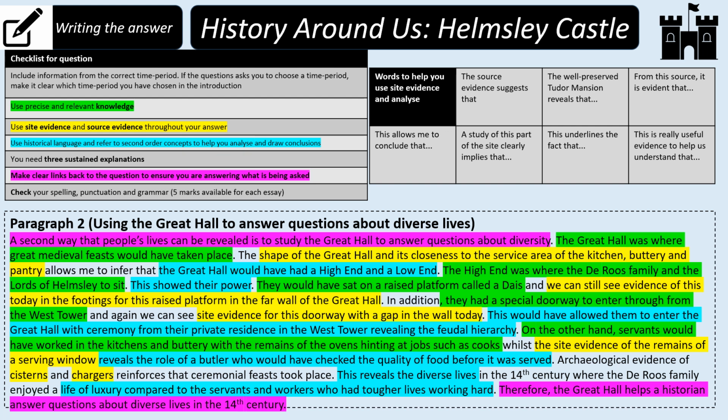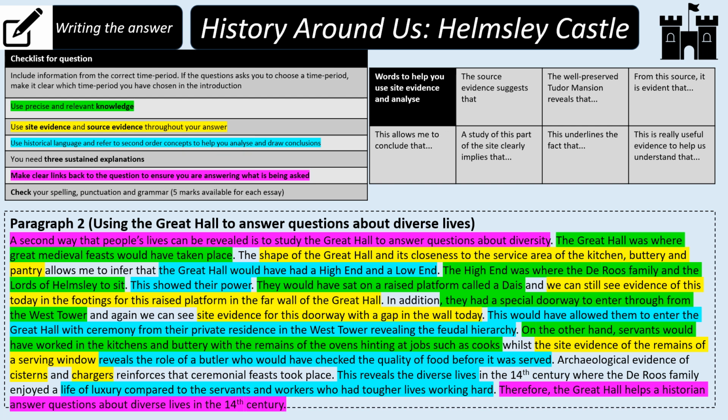revealing the feudal hierarchy. On the other hand, servants would have worked in the kitchens and buttery, with the remains of the ovens hinting at jobs such as cooks, whilst the site evidence of the remains of a serving window reveals the role of a butler who would have checked the quality of food before it was served. Archaeological evidence of cisterns and chargers reinforces that ceremonial feasts took place.